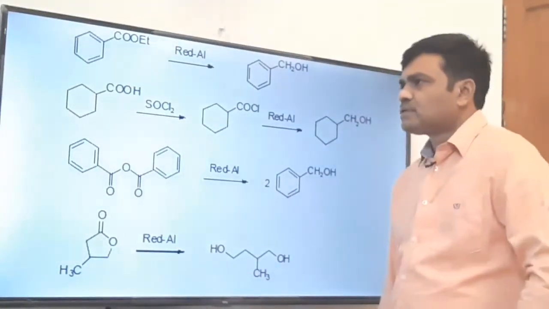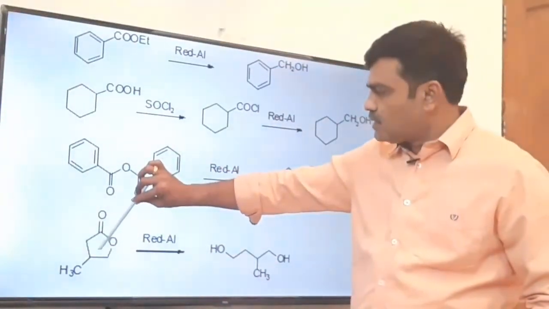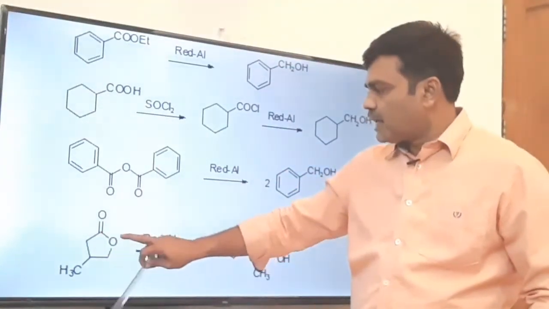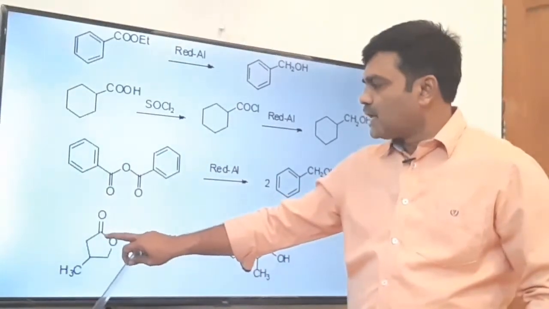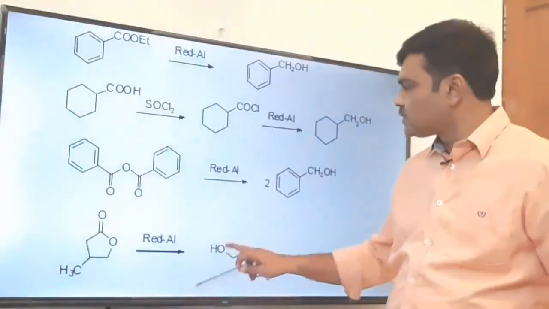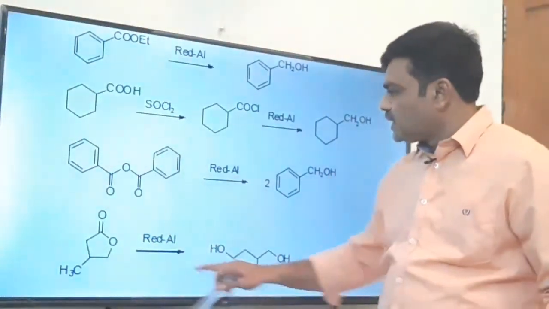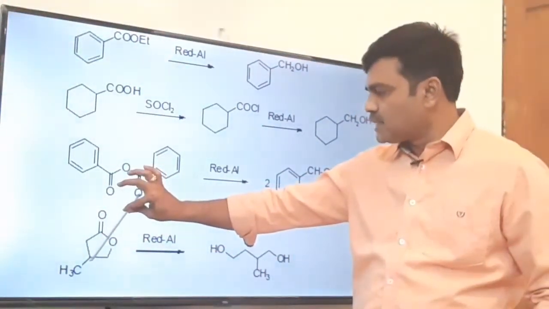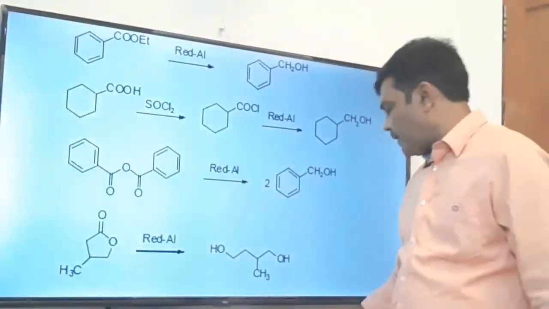This lactone on reaction with Red-Al, ring cleavage takes place, carbon oxygen bond cleavage takes place. This part is reduced to OH. Similarly, this part is also reduced to OH. In this way, we get the diol. Two OH groups are there, which are apart from each other. See, the ring cleavage, carbon oxygen bond cleavage takes place.